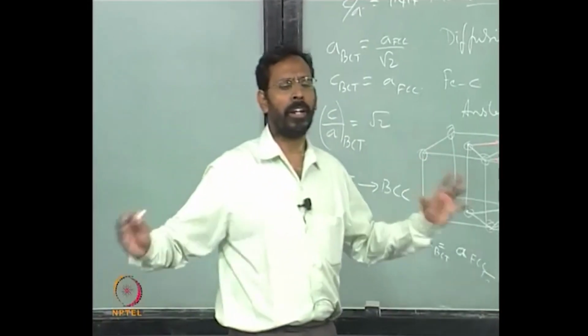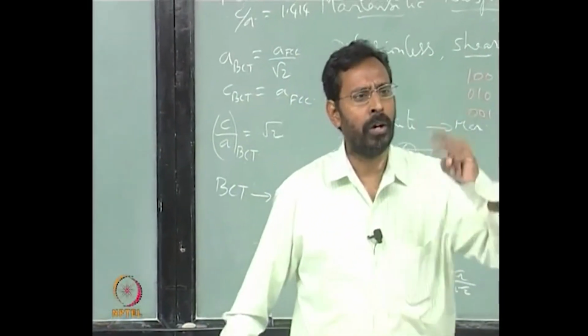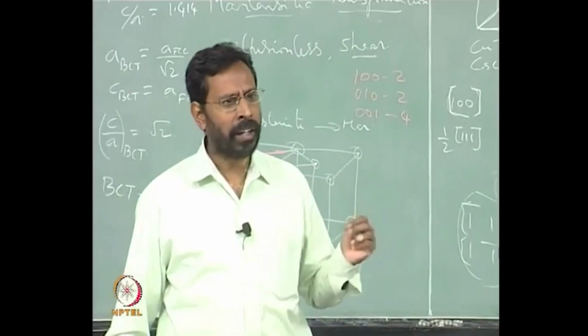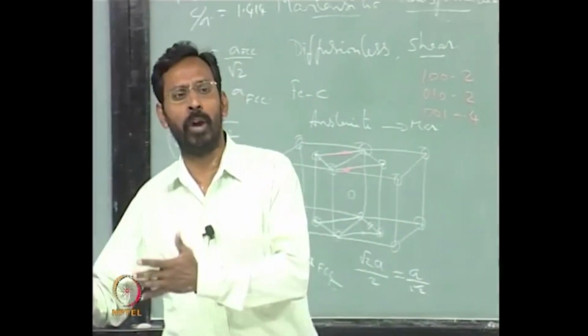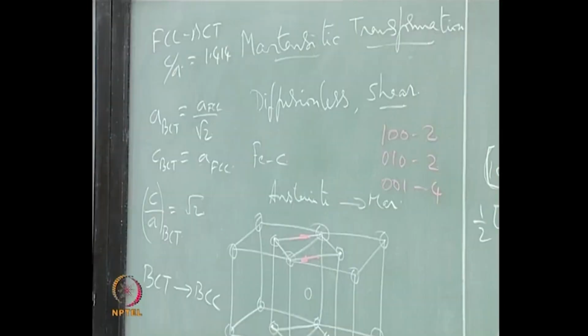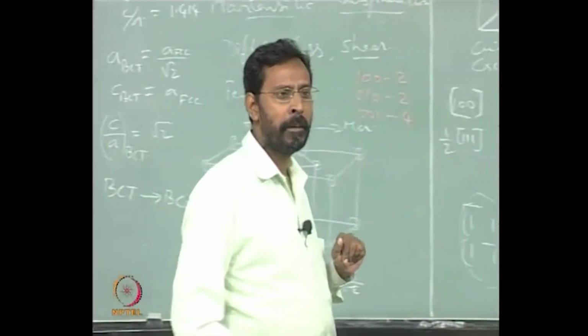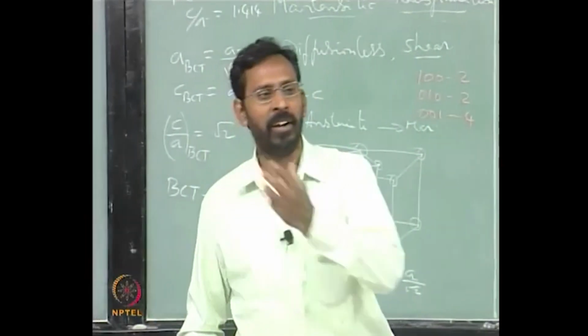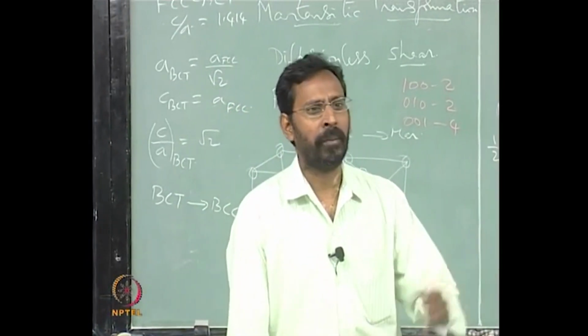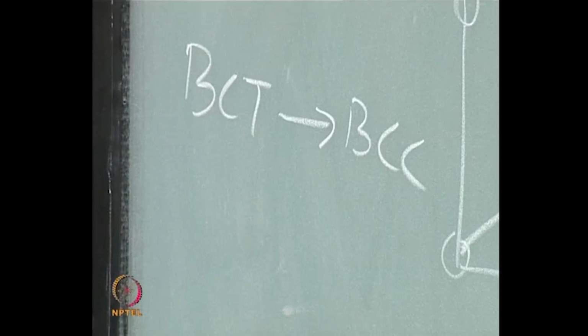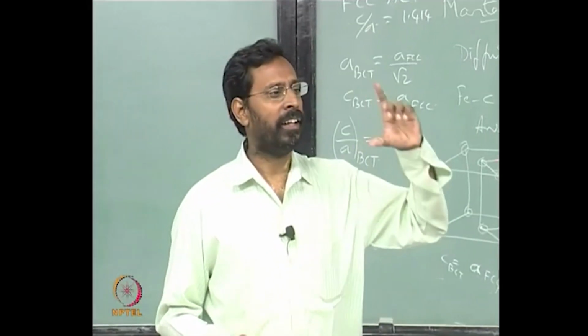That is why the whole Martensitic transformation is composed of two processes. One is a shear which converts the FCC into a BCT, then another process whereby this BCT gets converted to BCC. What can convert a BCT into a BCC? If you want a BCT to become BCC, what should happen? Forget about carbon, we are talking only of structure. The C axis has to shrink, and A and B have to elongate so that the C by A becomes 1.